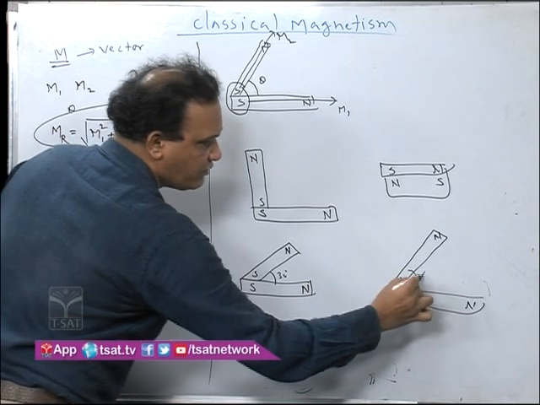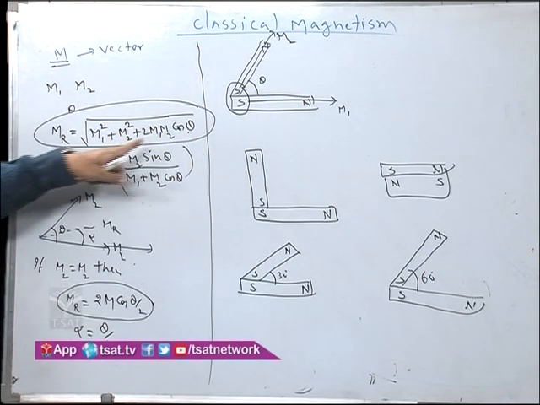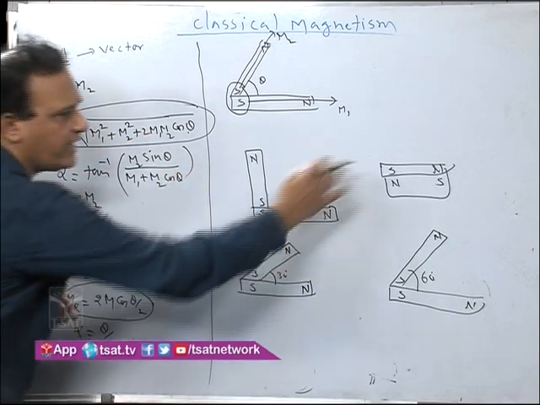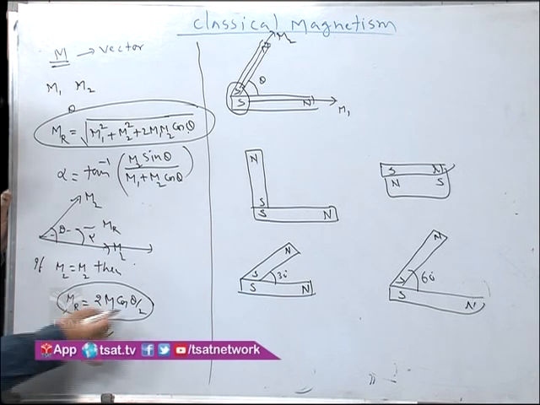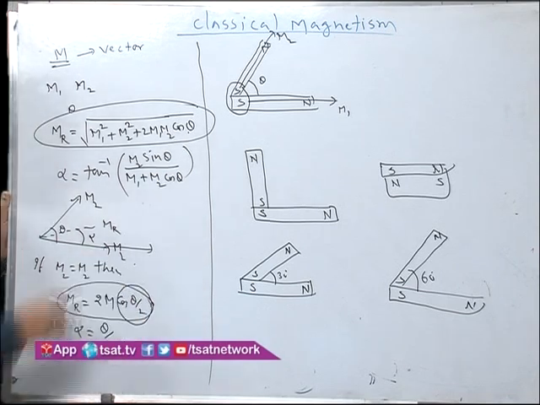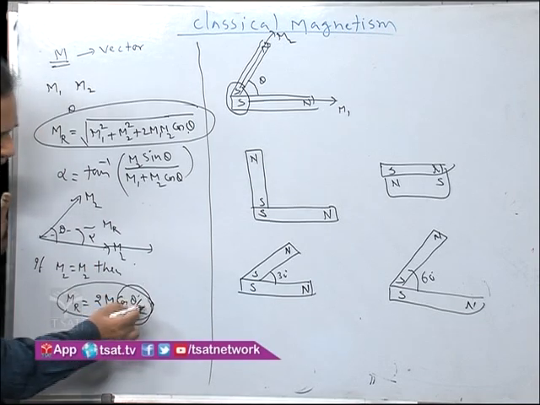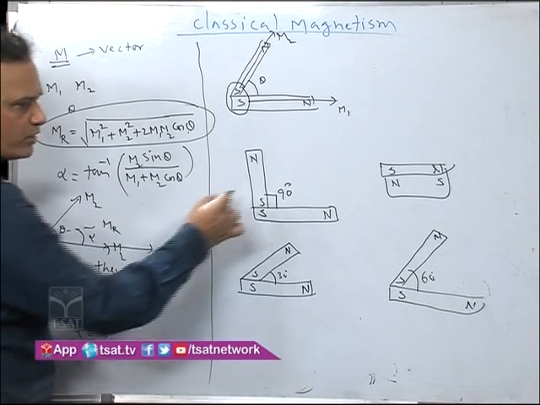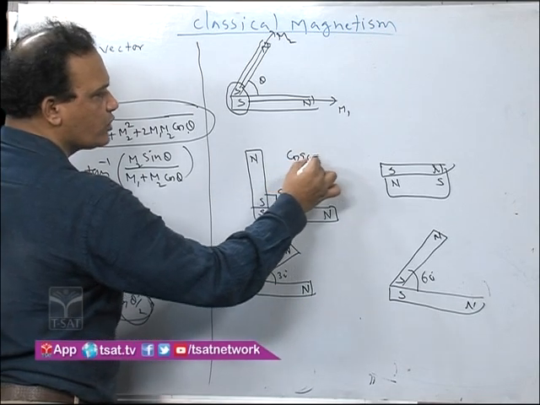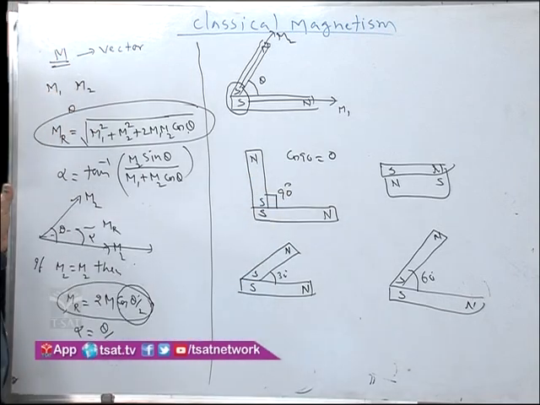So which one has the greater magnetic moment? You know that all are identical bar magnets, so m1 is equal to m2. The resultant magnetic moment depends on this theta, so it is 2m cos theta by 2. What about theta here? 90 degrees. What about the cos 90 value? 0. So the resultant magnetic moment is equal to 0.